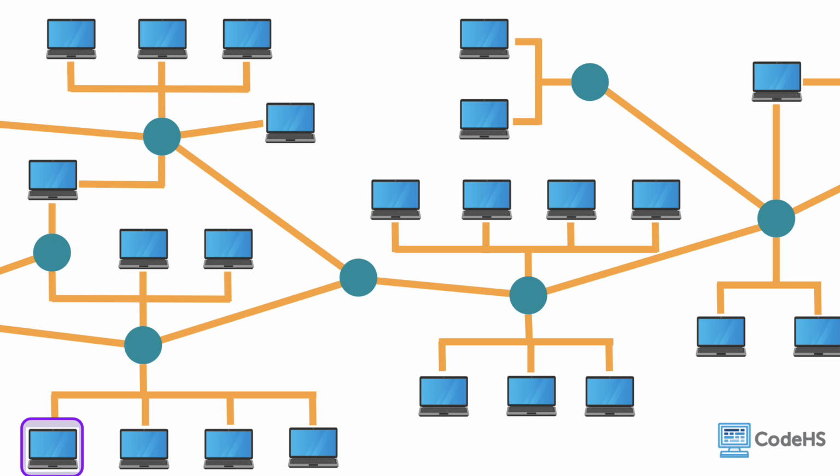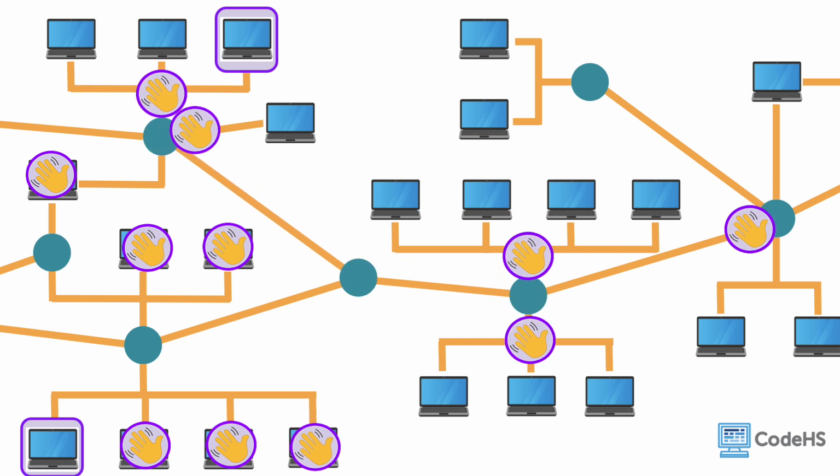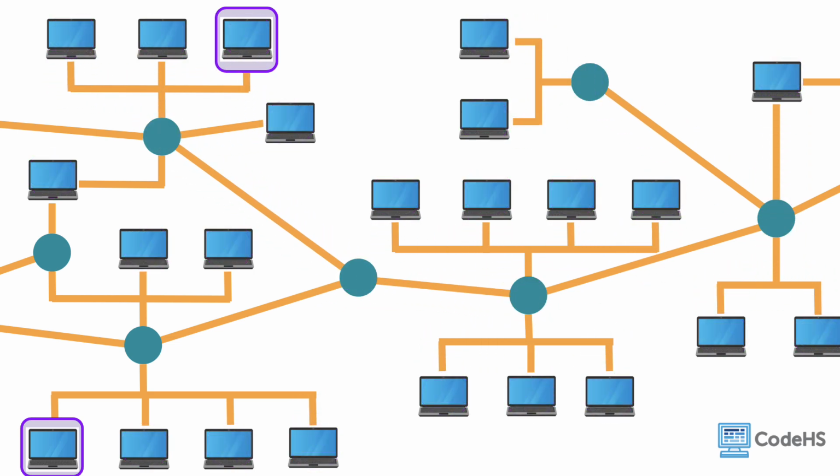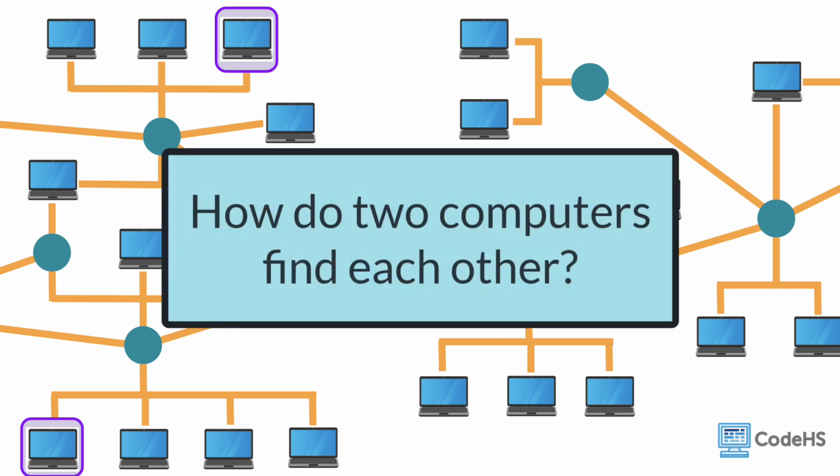Let's say you want to send a message from this device to this device. How do we ensure that the message isn't sent to all of the devices on the network? And on the flip side, if the message is only sent to one device, how do we ensure that the message doesn't get sent to the wrong device? In general, we want to know, how do computers find each other?